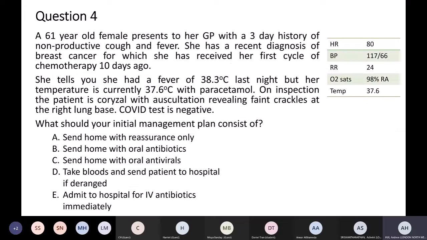Good. So the next question, question 4. A 61-year-old female presents to her GP with a 3-day history of non-productive cough and fever. She has a recent diagnosis of breast cancer, for which she has received her first cycle of chemotherapy 10 days ago. She tells you she had a fever of 38.3 degrees last night, but her temperature is currently 37.6 degrees with paracetamol. On inspection, the patient is coryzal, with auscultation revealing faint crackles at the right lung base. COVID test is negative. So what should your initial management plan consist of?